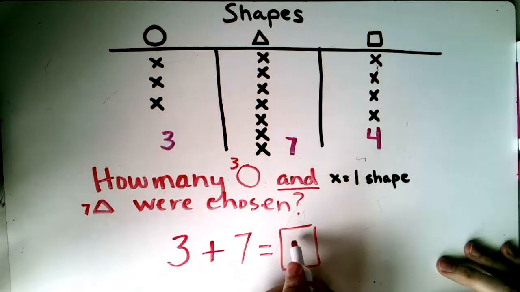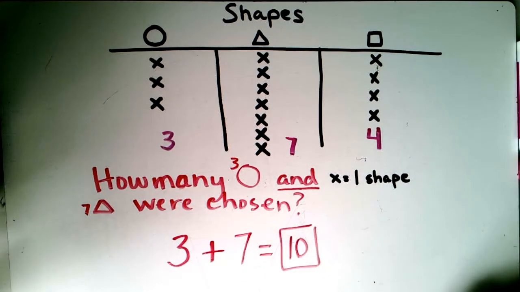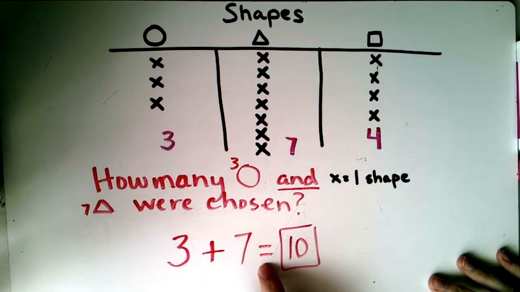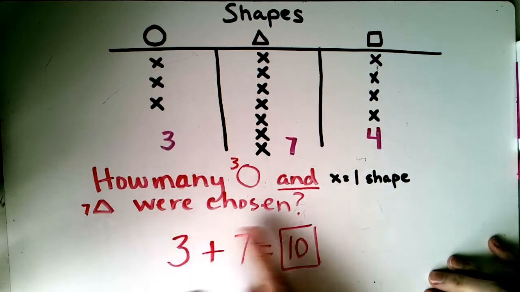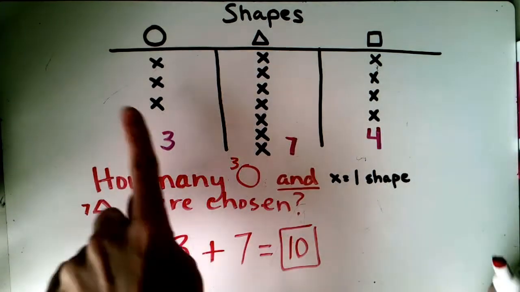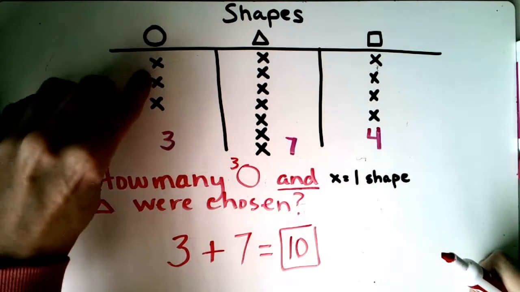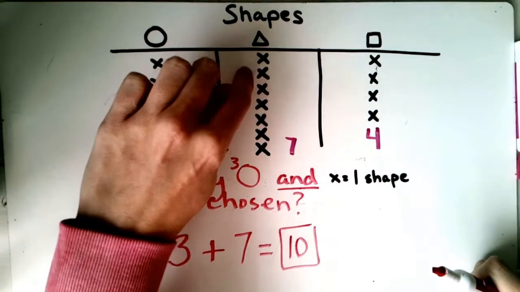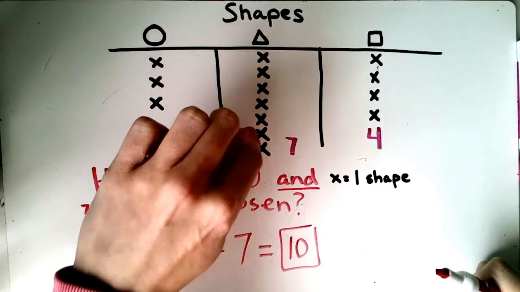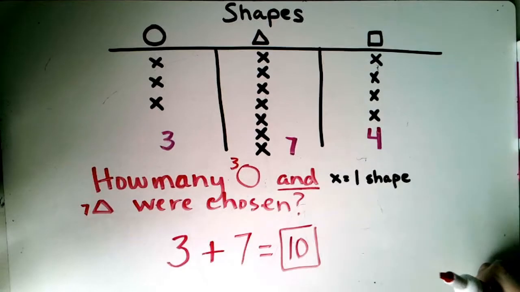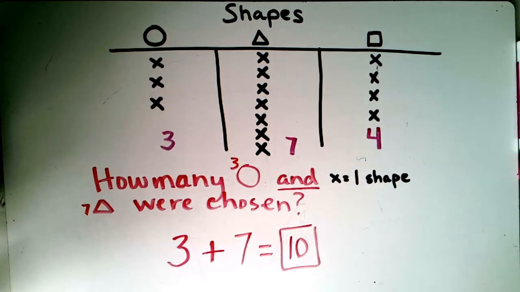Good work. Did you come up with this answer? 3 and 7 make 10. Or if you didn't want to use a number sentence, look, here's our circles, here's our triangles. Let's count them all. 1, 2, 3, 4, 5, 6, 7, 8, 9, 10. And we get the same answer, right?